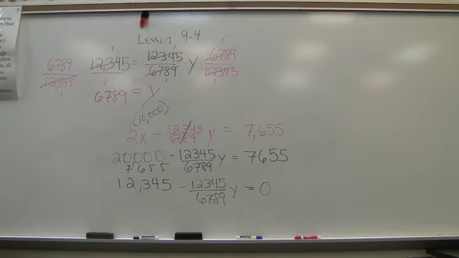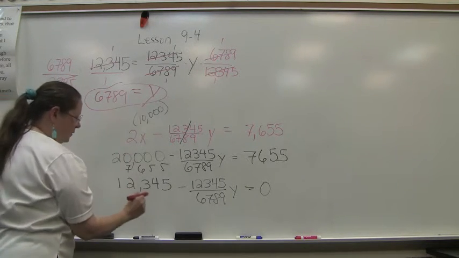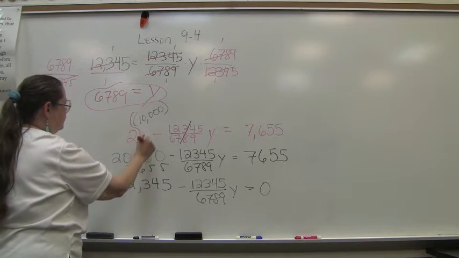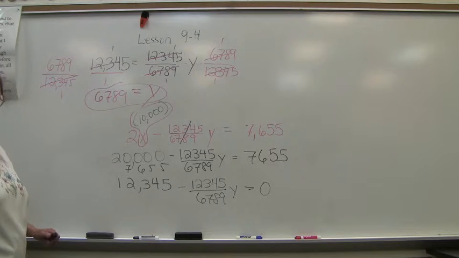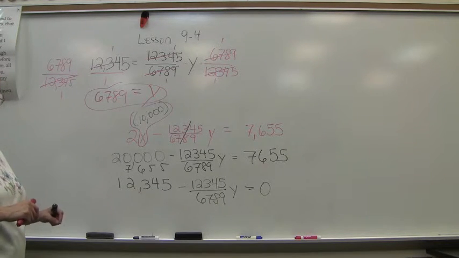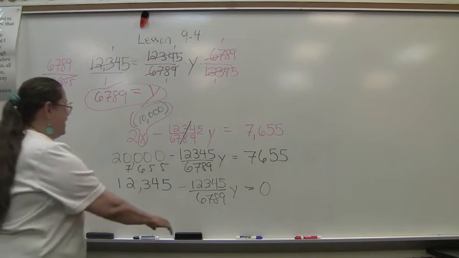Okay? Now, to be sure, I really need to go back and put this value in for y and my 10,000 that I had in for x into both of my original equations, and make sure that it works in both. Because if it doesn't work in both of them, then I've made a mistake somewhere. Okay? But this is the idea of elimination.